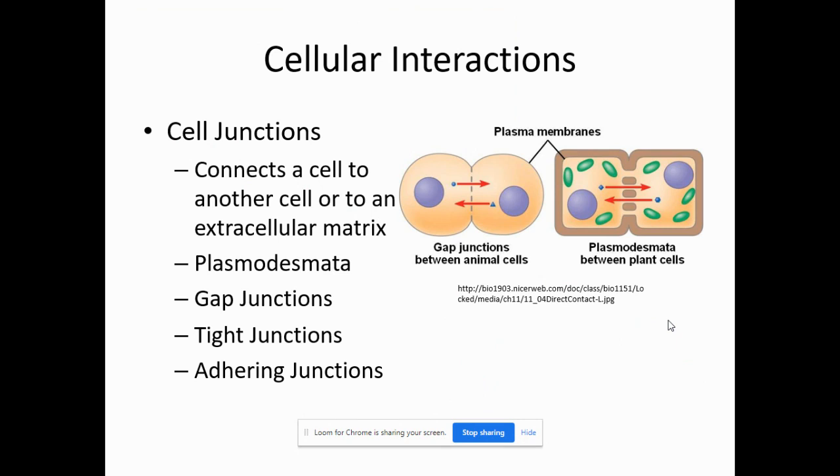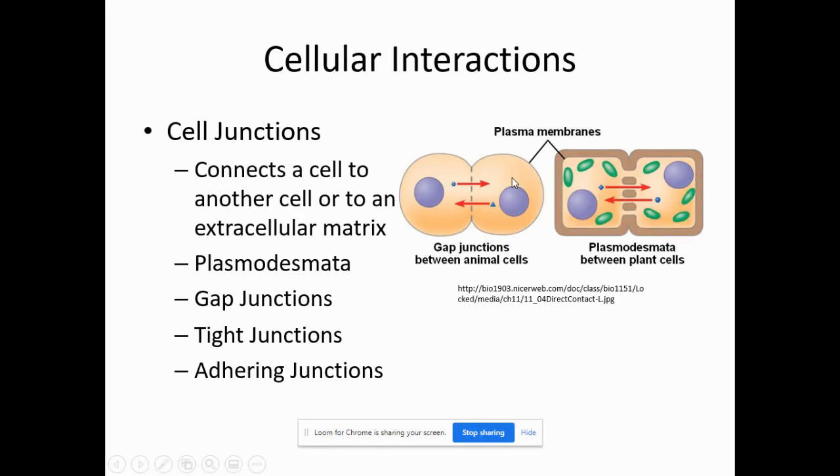Now cells need to interact with one another, and cellular junctions assist with that. In plant cells, you have plasmodesmata. They extend across the cell walls. These cellular junctions can connect a cell to another or to an extracellular matrix. So here you have plasmodesmata in plant cells, which allow for a connection between neighboring cells.